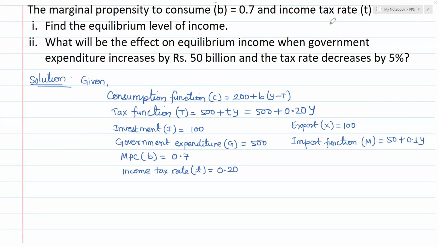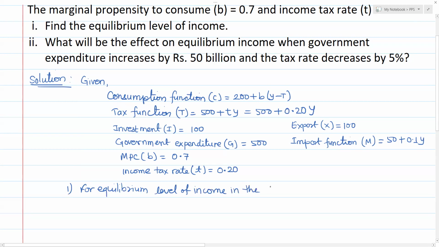Right, now let me solve the first question. Find the equilibrium level of income. For the equilibrium level of income in a four sector economy, Y is equal to C plus I plus G plus export minus import. This is a four sector economy.